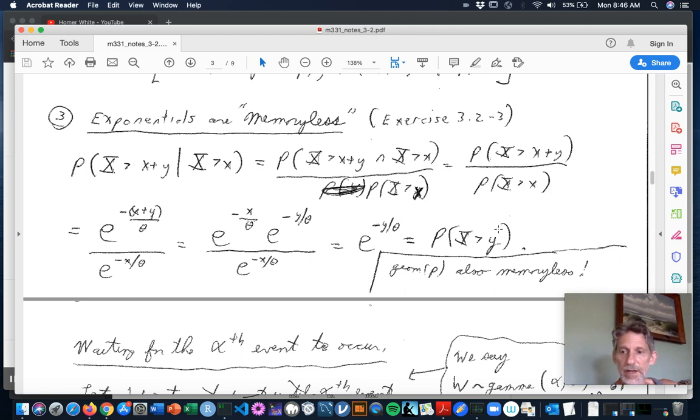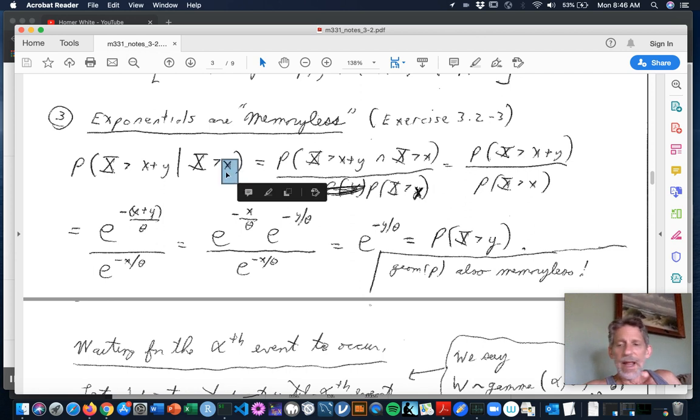One of the odd-numbered exercises in the section is about the memorylessness property of exponential random variables. So let's say capital X is exponential theta. And so here you are, you're waiting for your first event. And let's say you've waited little x units of time, and the event has still not occurred yet. So capital X, whatever it is going to be, is bigger than little x.